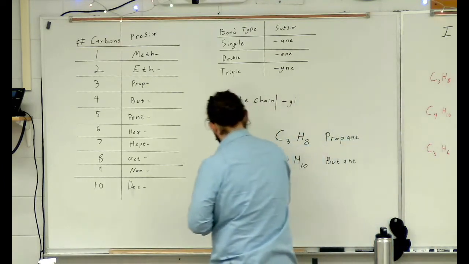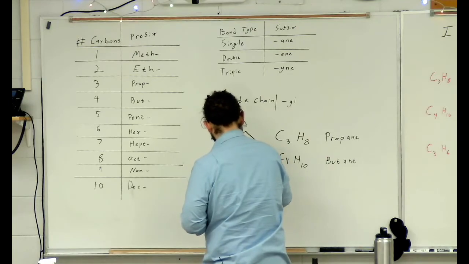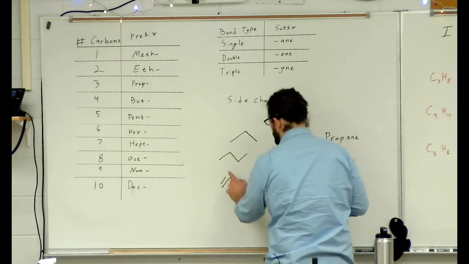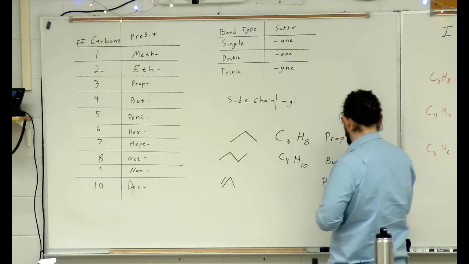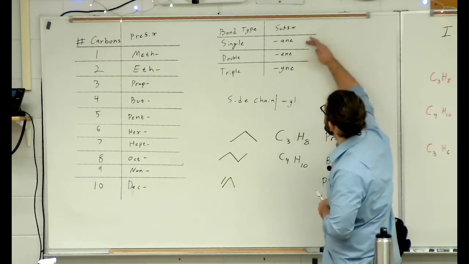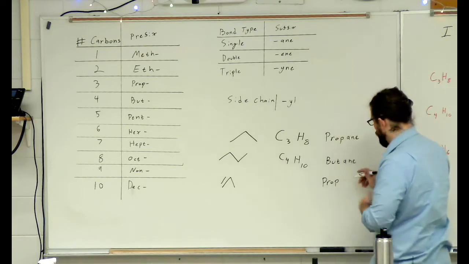Finally, I've got my one that had a double bond. So I've got a drawing like this. That double bond there. I've got 1, 2, 3 carbons, so it's still going to be prop. But now I've got a double bond, so instead of ane, I put ene. So propene.